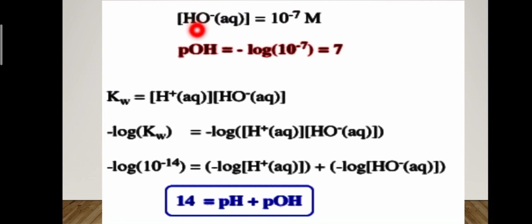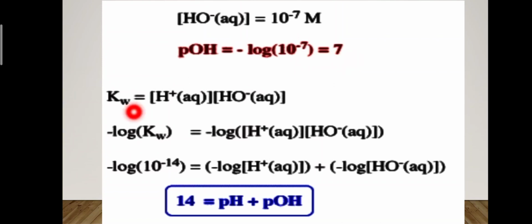The molar concentration of hydroxide ion is equal to 10 raised to the power minus 7 M or 10 raised to the power minus 7 mole per dm cube. pOH is equal to minus log OH negative ion, which is equal to minus log of 10 raised to the power minus 7. After calculation, we get the value of 7.